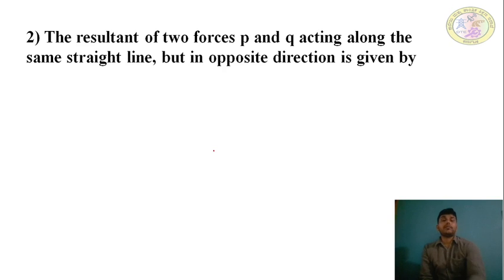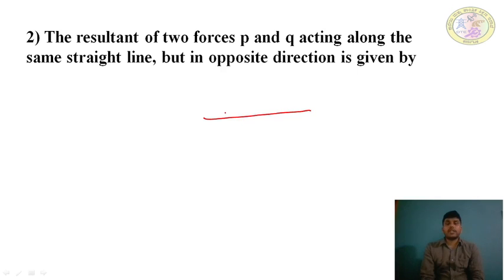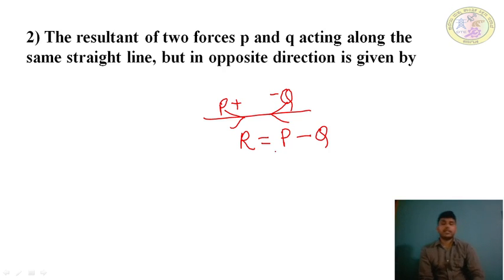Next. The resultant of two forces P and Q acting along the same straight line but in opposite directions is given by... When the forces P and Q act on the same straight line but in opposite directions, the resultant force will be P minus Q, because P is in the positive direction and Q is moving in the left direction. So P minus Q. Let's see the options.